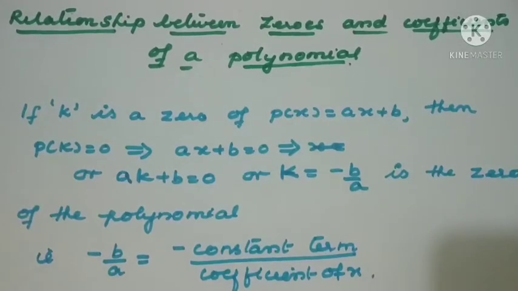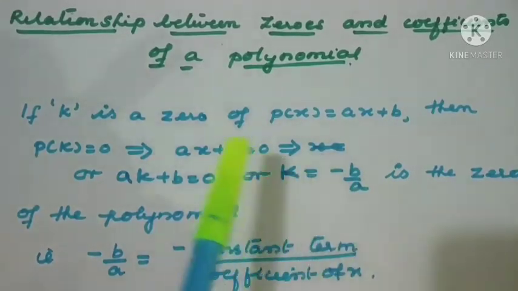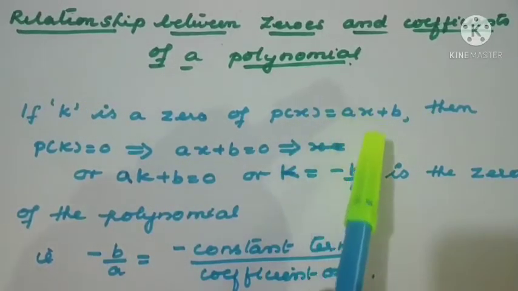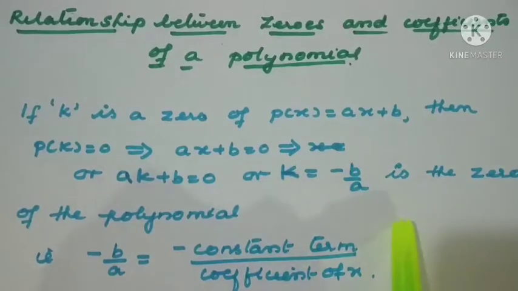If k is a zero of p(x) = ax + b, then p(k) = 0. We can say ax + b = 0, that is, ak + b = 0, where x is replaced by k. That means we can solve for k: it is equal to minus b by a, which is called the zero of the polynomial. So what is the meaning of this? It means the linear polynomial has one and only one zero, which is in the form minus b by a.